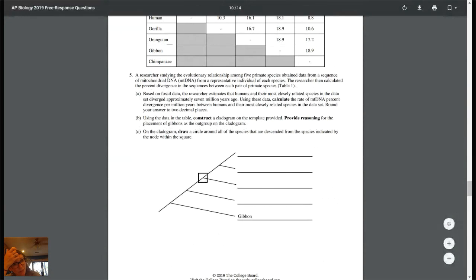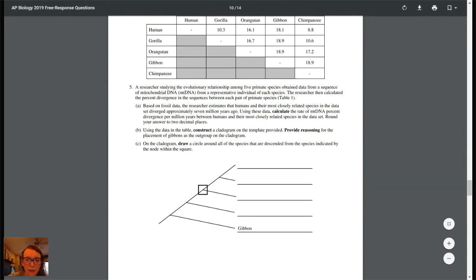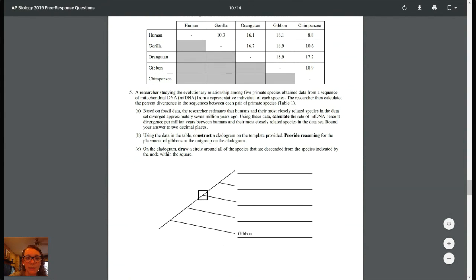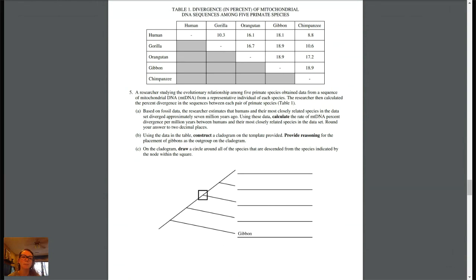So for 5, the first part says, based on fossil data, the researchers estimate that humans and their most closely related species in the data set diverged approximately 7 million years ago. Using these data, calculate the rate of DNA percent divergence per millions of years between humans and their most closely related species in the data set. So this was a tough point to get.